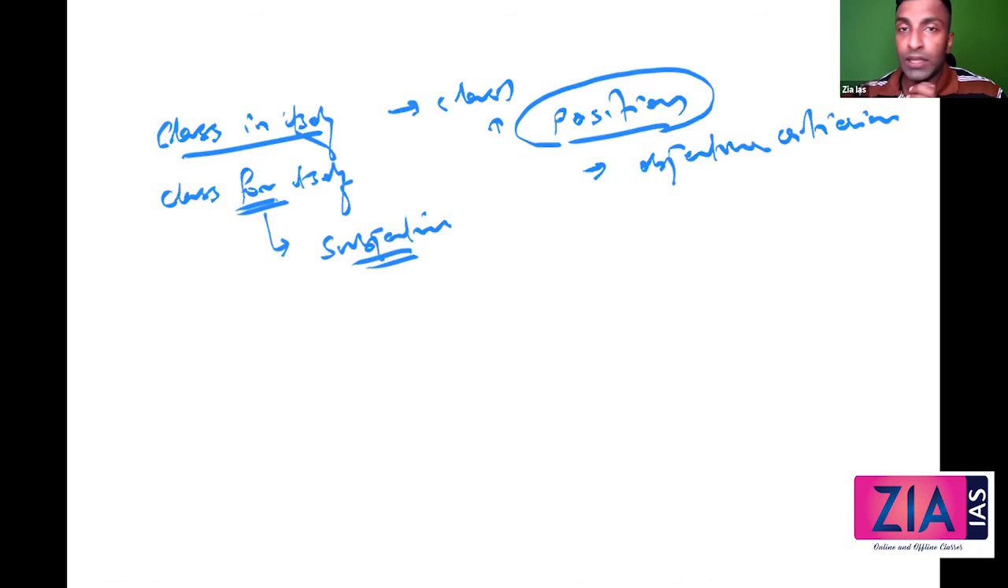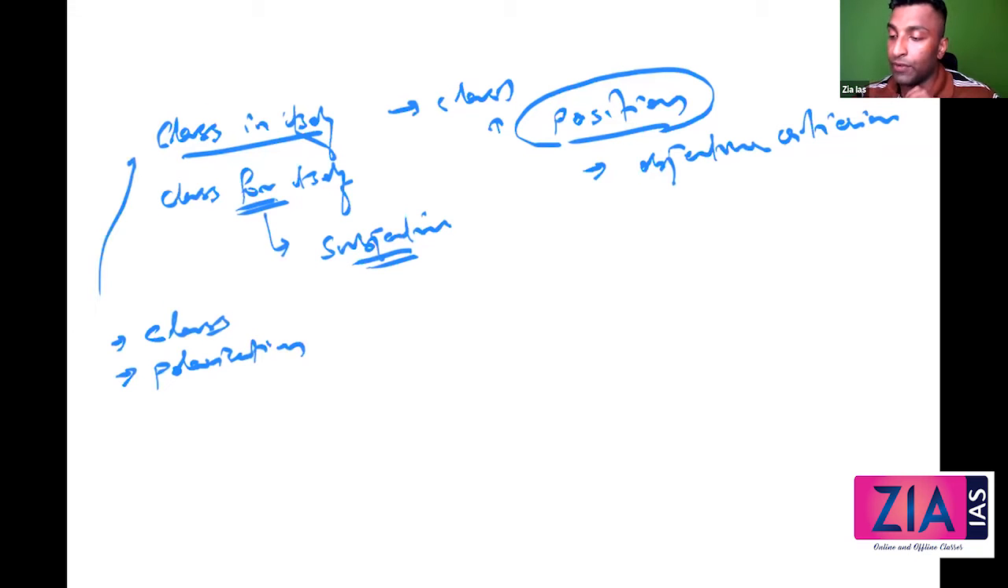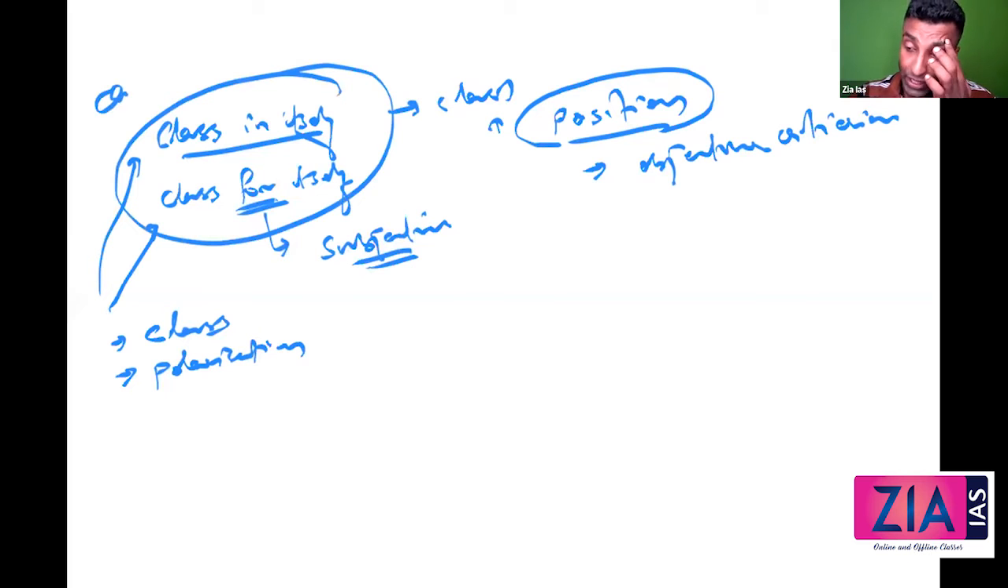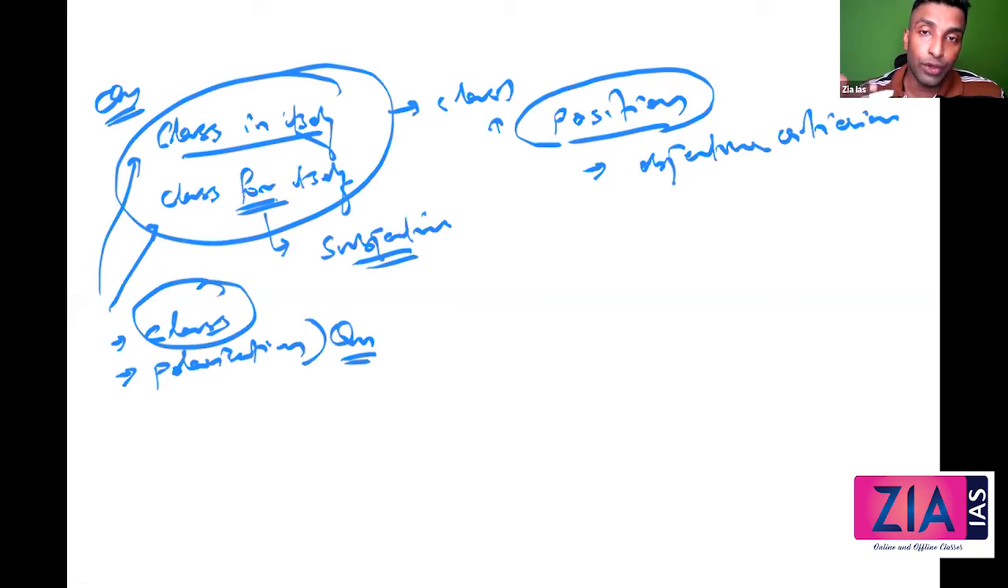So I hope this much is very clear now. We have discussed what is class, then class polarization, and class in itself and class for itself. You can see they have asked these many times as separate questions, right? Class polarization can be asked on its own. Otherwise, for the class theory of stratification, there you need to write about all these things that we have discussed.